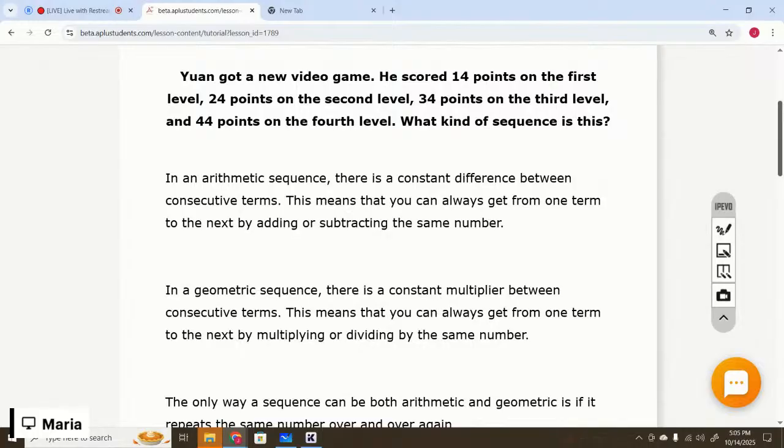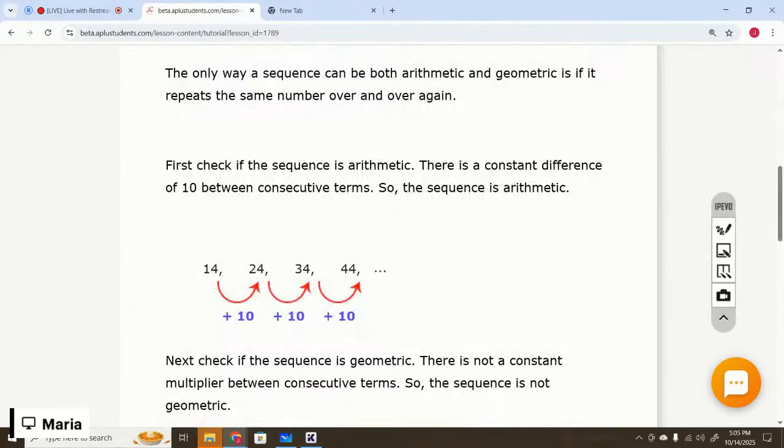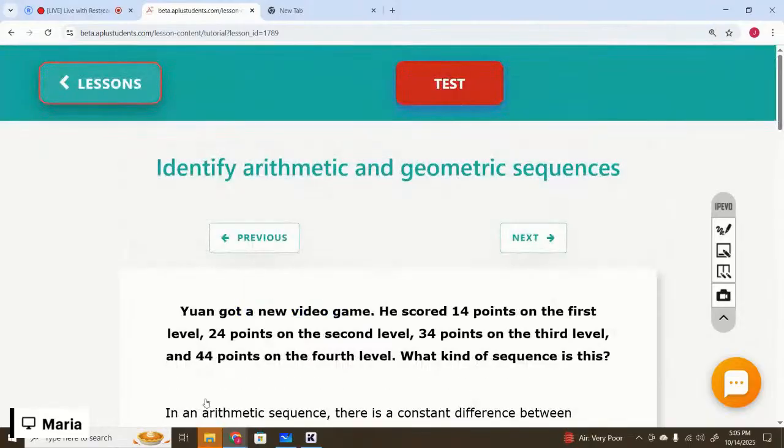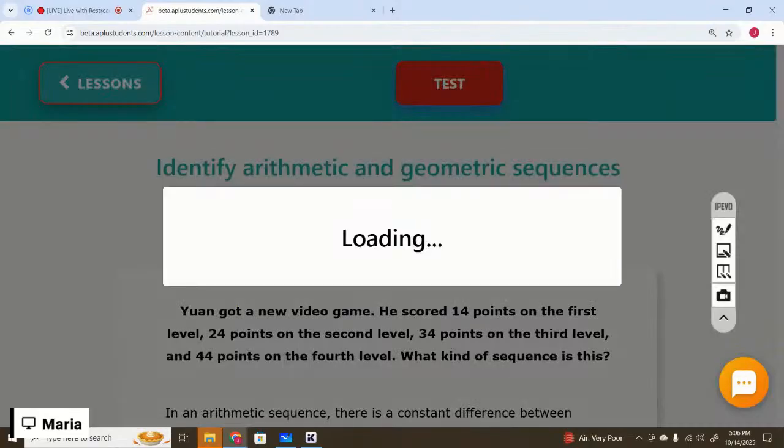So we are given the numbers 14, 24, 34, and 44. So you can get the next term by adding 10. So if the sequence is arithmetic, let's just start with the test questions.